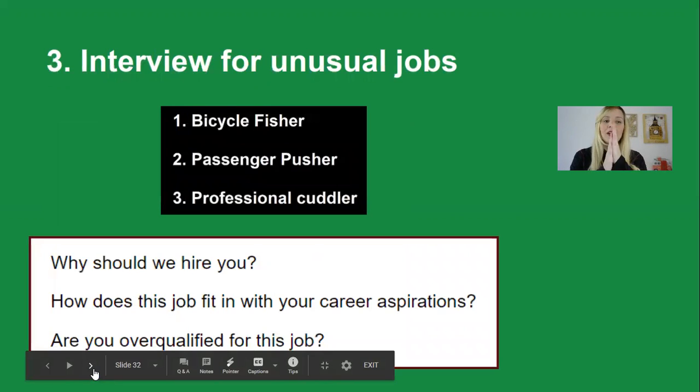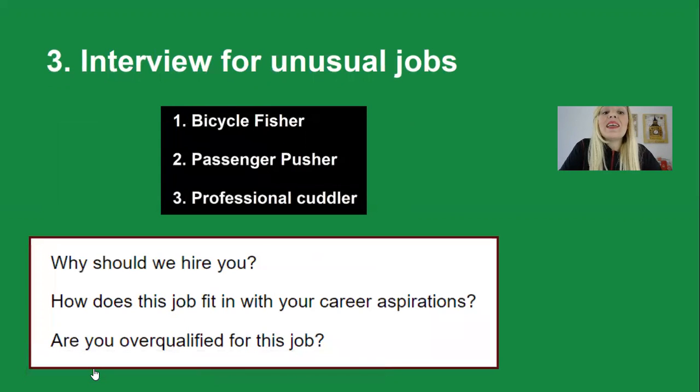Let's see the third one. The third one is interview for unusual jobs. Again, this takes me 5 minutes to prepare. What I do is I go on Google and I look for weird, unusual jobs. In this case, I picked 3: bicycle fisher, passenger pusher, and professional cuddler. My first thing is to ask them, do you know what these professions are?